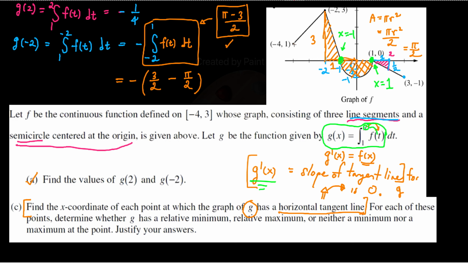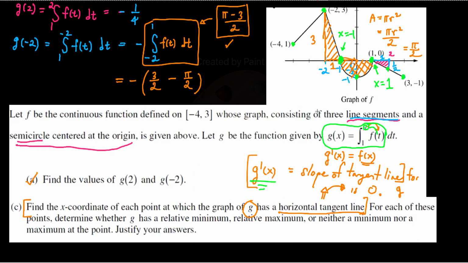So the slope of the tangent line for G at negative 4 is 1. The slope of the tangent line is 1 here for G. The slope of the tangent line for G is 3 here. The slope of the tangent line is 0 here. The slope of the tangent line is 0 here. The slope of the tangent line is negative 1 here. The slope of the tangent line is negative 1/2 here. The slope of the tangent line is negative 1 here.